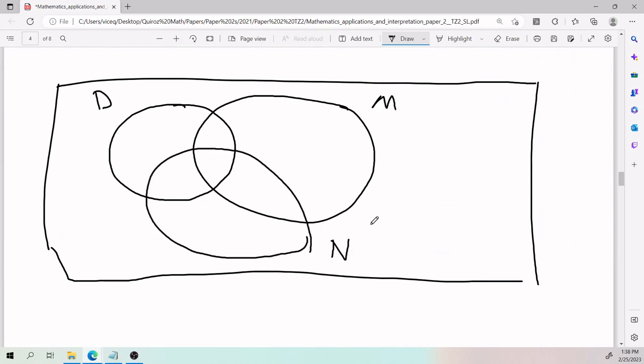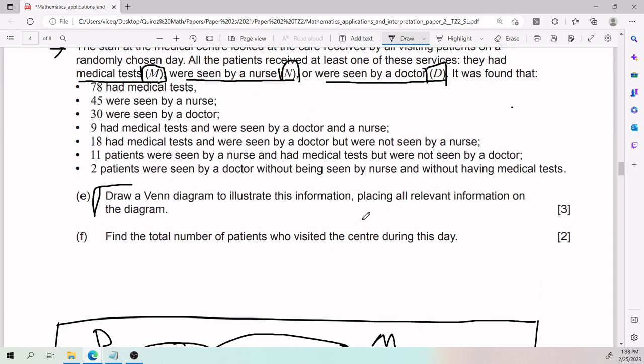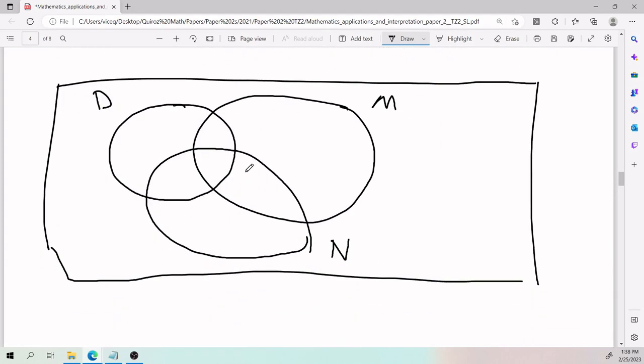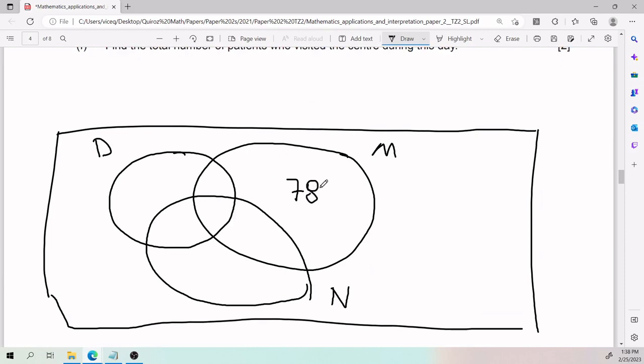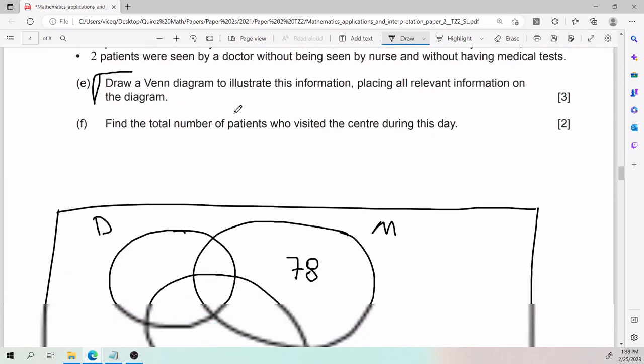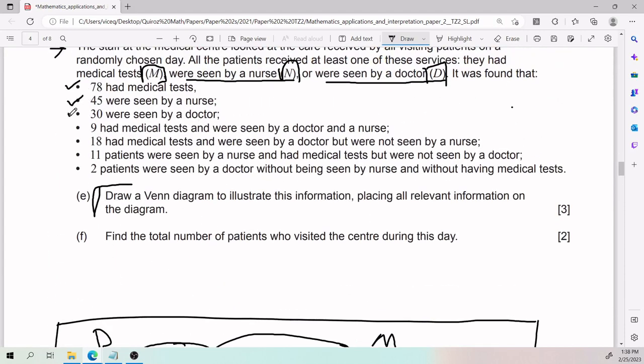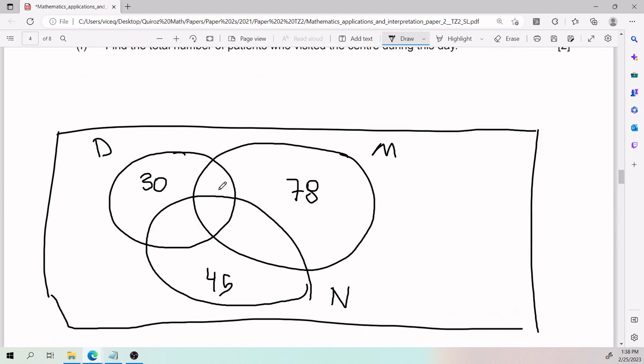All right. And so first I'm going to commit a mistake filling in the Venn diagram. Okay. And I want you to really think about what is the mistake that I'm doing with my approach. So what a lot of people do right off the bat is that they see, okay, 78 have medical tests, so I'm going to put medical tests down here. We have 78. Then we have 45 were seen by a nurse, 45 over here. And 30 were seen by a doctor, 30 over here. So a lot of people, that's the first thing they do.